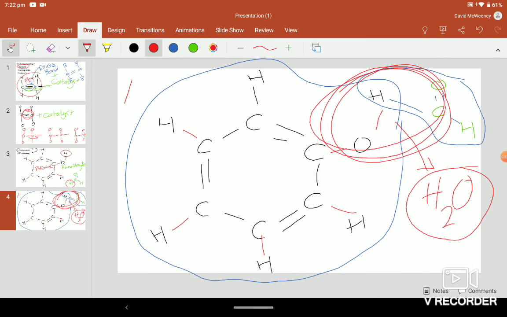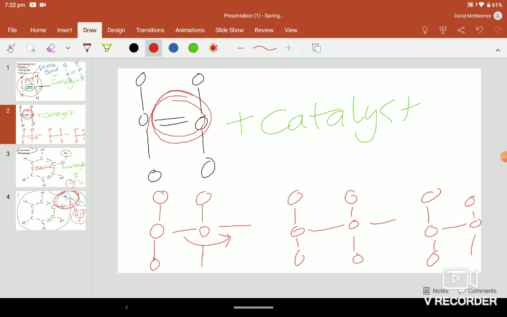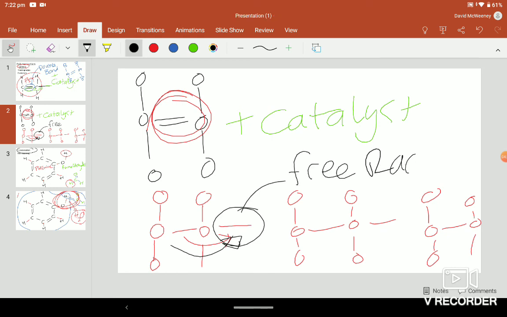So again, your elastomers is addition. You have your catalyst, which gives you this thing here. When this comes out here, that is known as a free radical. Essentially it's like a hand trying to grab the back of the next one. Okay, so that's it guys.